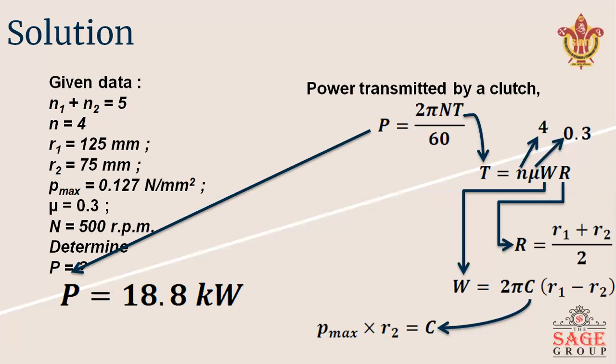I have already explained all the formulae used in this numerical problem. So the value of P is equal to 18.8 kilowatt.